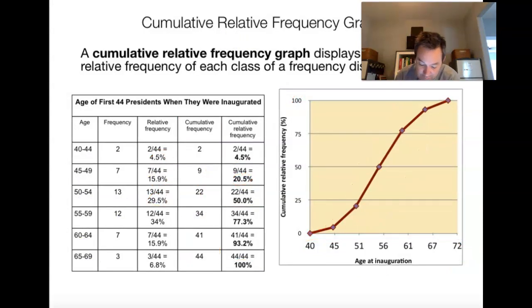And so the way that we graph them is you just put data points starting at 0. So from 40 to 44, I'm going to put my data point of 4.5 at 44, and then we just connect them with straight lines. So from 45 to 50, I would put my data point of 20.5% there, and connect it with a line.